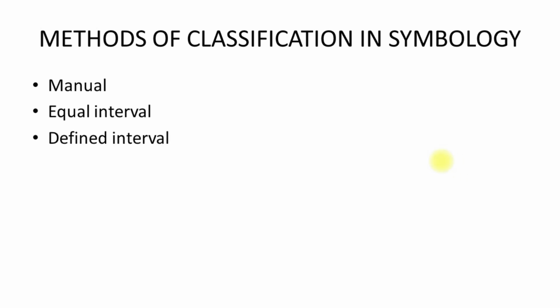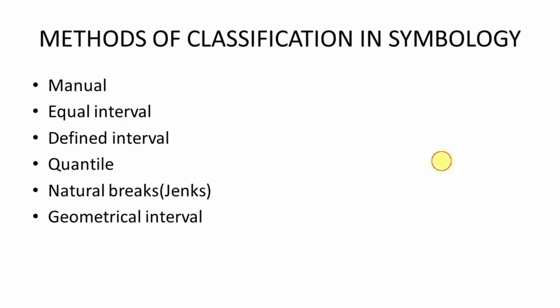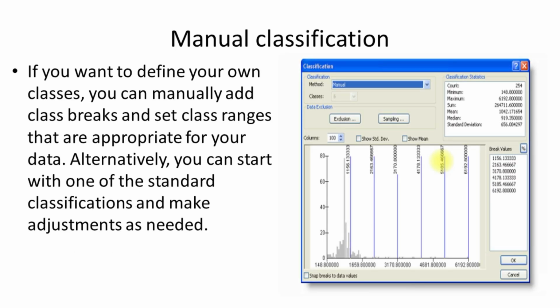So let's now see what types of classification methods exist in symbology. The first one is manual, then equal interval, defined interval, quantile, natural breaks, geometrical interval, and standard deviation. So, manual classification. If you want to define your own classes, you can manually add class breaks and set class ranges that are appropriate for your data. Alternatively, you can start with one of the standard classifications and make adjustments as needed.